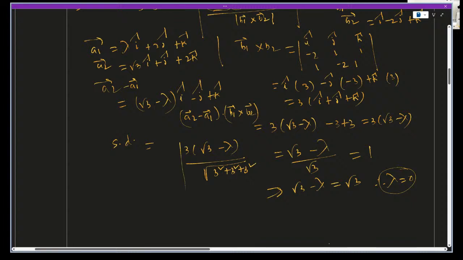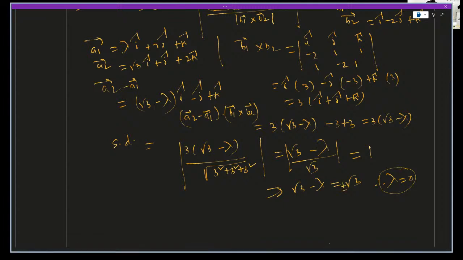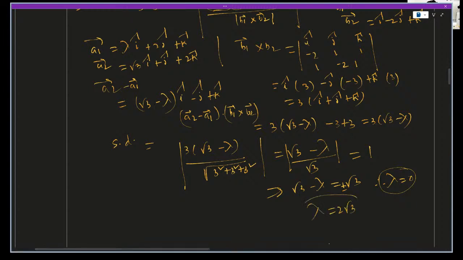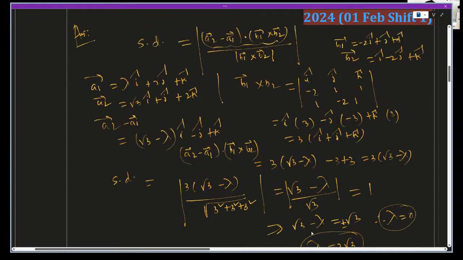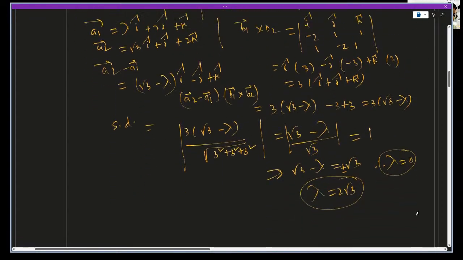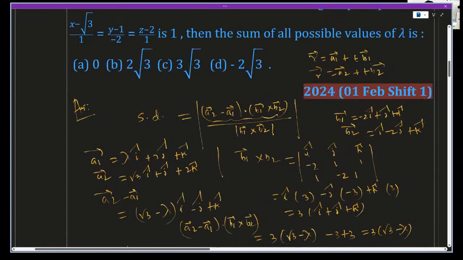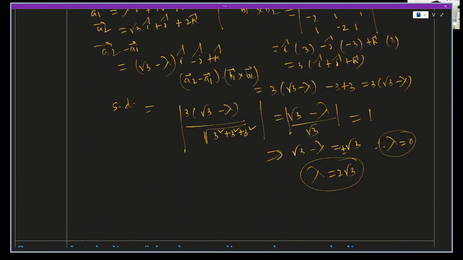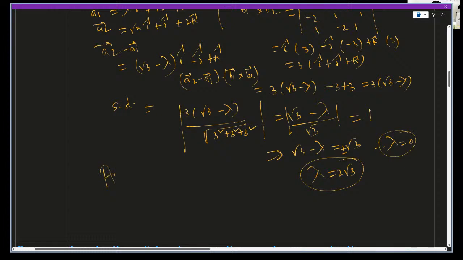No, actually distance, no. You should put a plus minus sign over there. Okay. So it is plus minus root 3, so lambda is going to be 2 root 3. But one value you can take as 0 also. They have asked you to find the sum of all the possible values of lambda. So 2 root 3 plus 0. So the answer will be 2 root 3.